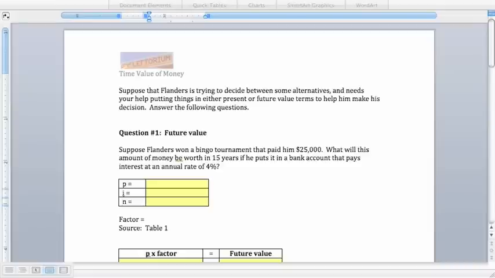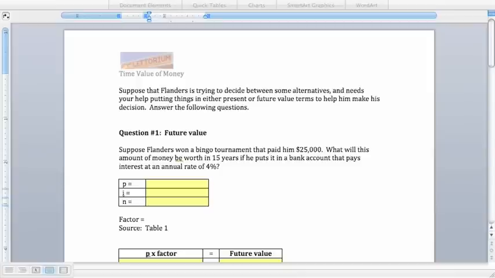First, we could be looking for the future value of a sum, or how much an amount of money today will be worth in the future. We could be looking for the present value of a sum, which is how much an amount of money in the future is actually worth now. We could be looking for the future value of an annuity, which is how much a number of periodic payments will have accumulated at a future date. Or we could be looking for the present value of an annuity, which is how much an amount of periodic payments in the future is actually worth now. So let's go ahead and go on to the questions.